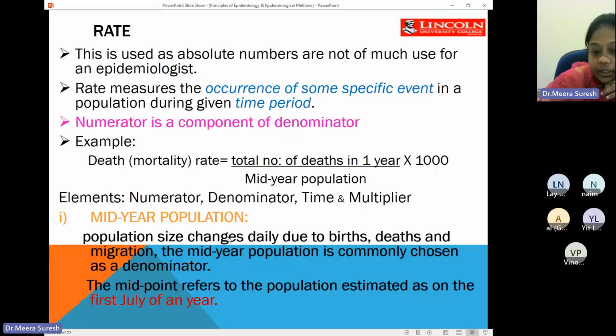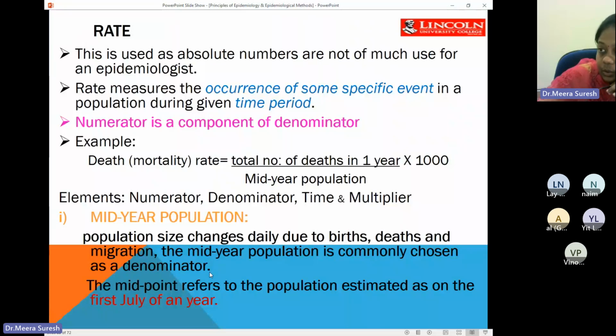And why mid-year population? So the population size changes daily due to birth, death, and migration. And hence the mid-year population is commonly chosen as a denominator. Suppose someone is asking you what is the death rate of Malaysia in 2022. We can't calculate 2023 because it's going on.